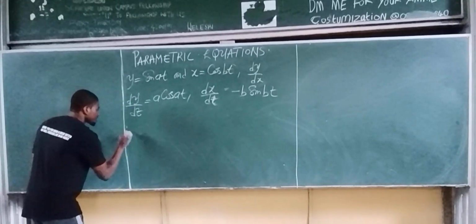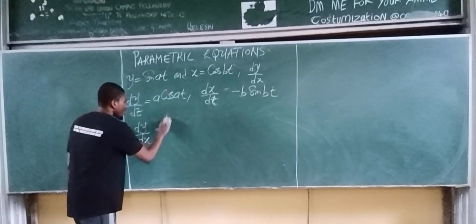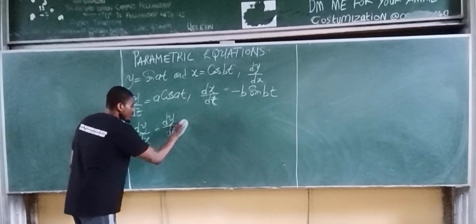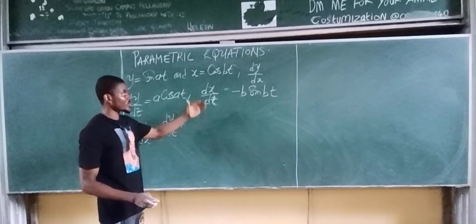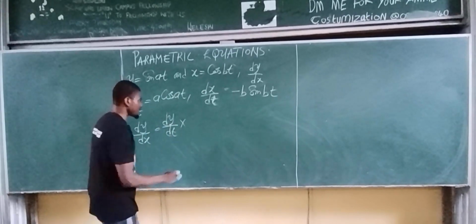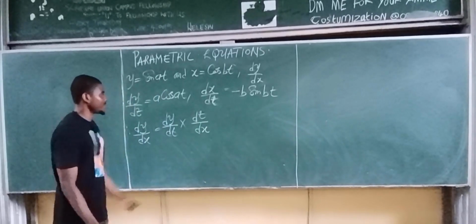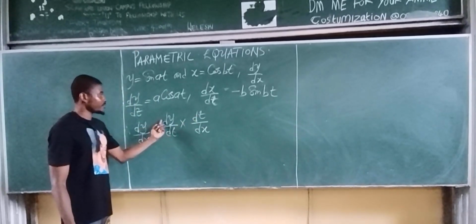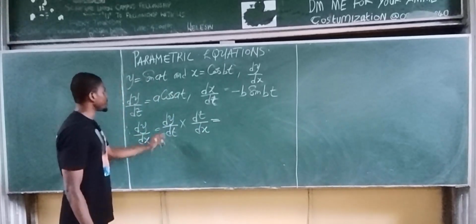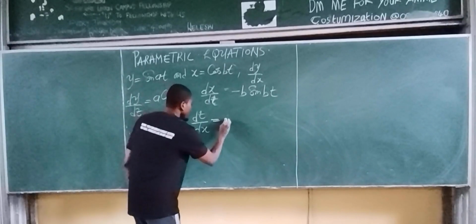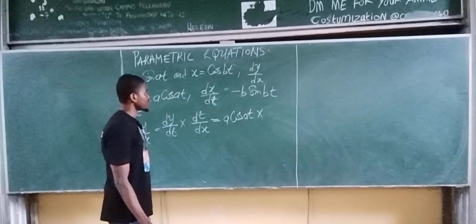Therefore, to obtain dy/dx, notice now that dy/dx is actually the product of dy/dt multiplied now by the inverse of dx/dt. Inverse is simply dt/dx. So from here, dt cancels the t, of course, I'm left with dy/dx. And this is now equal to dy/dt, which gave us a cos(at), put it down, a cos(at) multiplied by dt/dx.